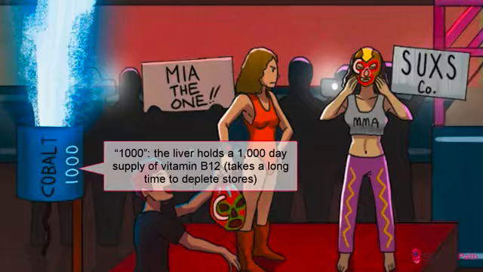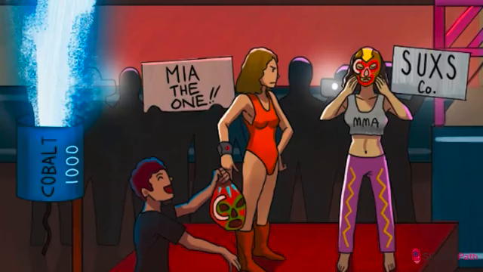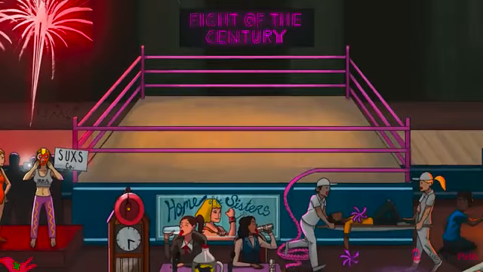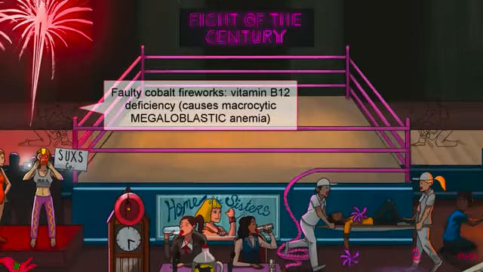Unlike folate, vitamin B12 is not denatured by cooking or UV light, and it's present in all animal products, so rest assured, you carnivores. All right, time for the main event, B12 deficiency, illustrated here by the faulty cobalt fireworks on each side of the ring. Let's first take a look at a few of the most common causes.